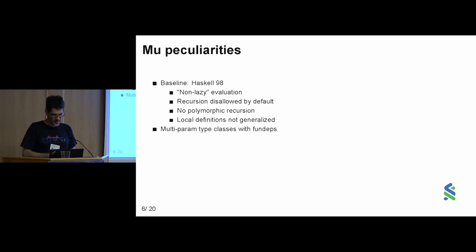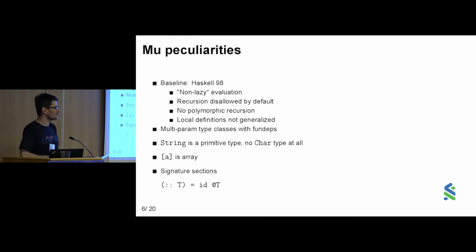We will see why. Local definitions are not generalized, meaning that if you don't put a type signature on your where or let bound definition, it's not going to be polymorphic. And then on top of Haskell 98, we have multi-parameter type classes with functional dependencies, and that's about the limit of what Mu does. But there are other things that are different.